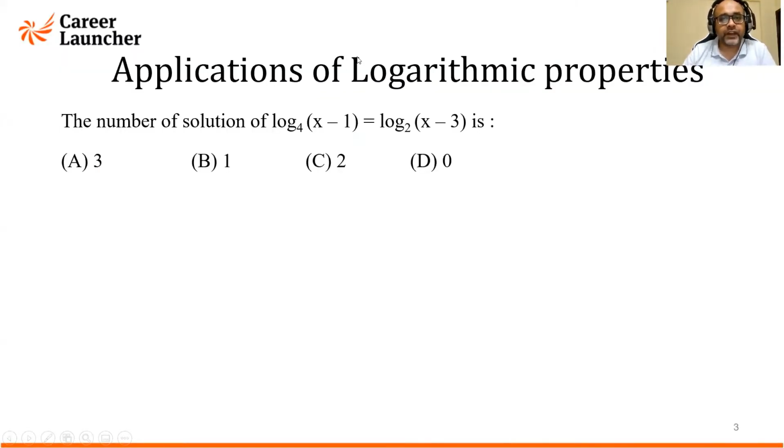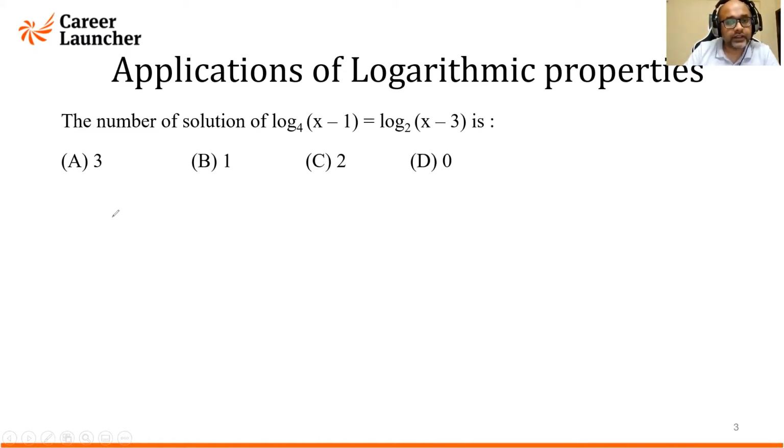Right. So the first question over here, we're going to look at the number of solutions of this particular equation. Now, if you observe here, you will notice that the base here is 4 and the base here is 2. So you can't obviously compare x minus 1 and x minus 3 directly. So think of a way of how to do this. Pause the video if you want. Right guys, so what is the idea?